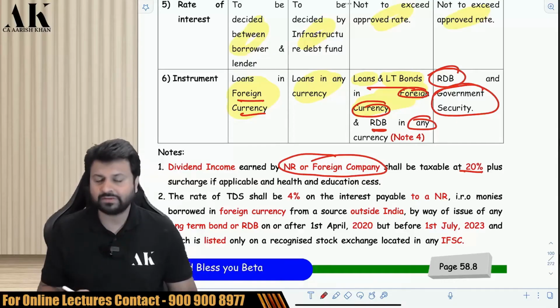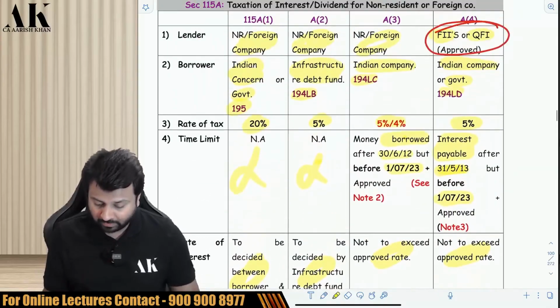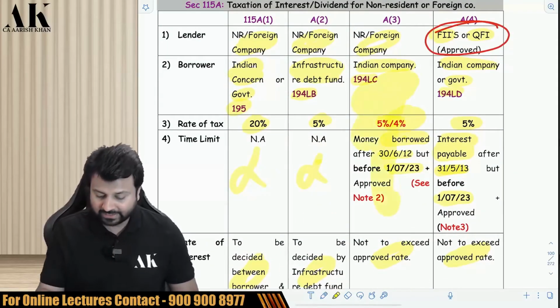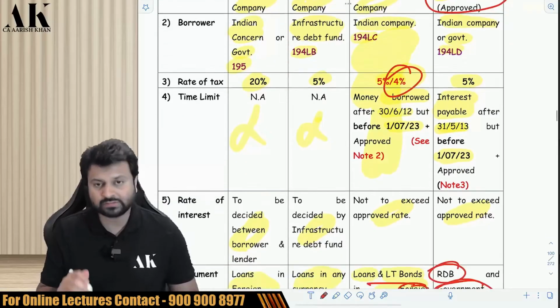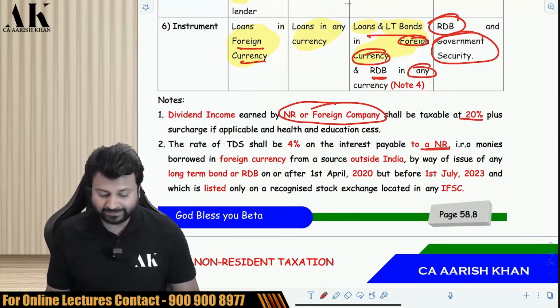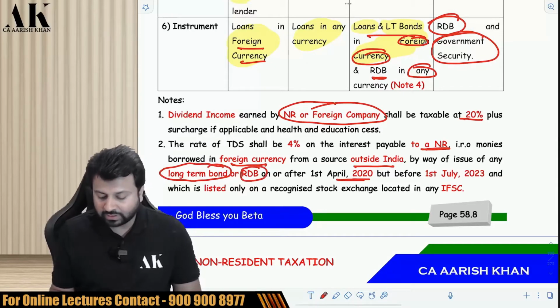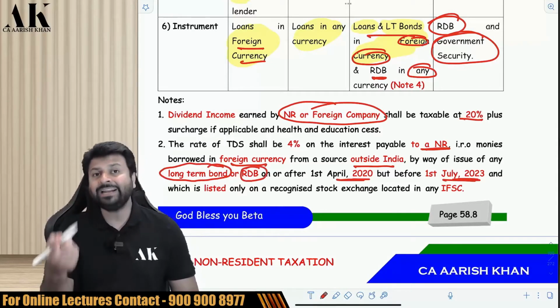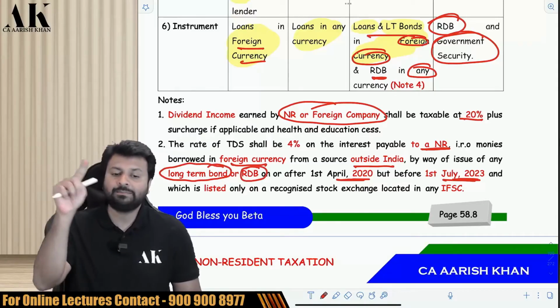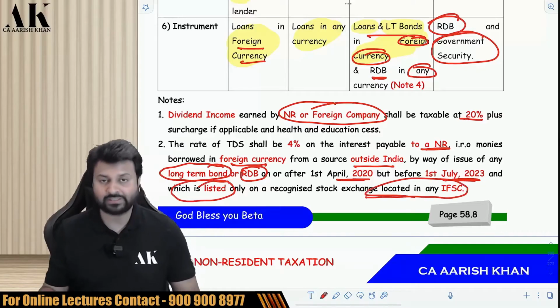Now there are certain specific points that I have to raise one by one. The first thing is when it is 4% in 194LC. In this third section, when is it 4%? It is 4% in certain cases when a non-resident lends you money in foreign currency from a source outside India by way of a long-term bond or a rupee denominated bond between 2020 to 2023, and he is buying this bond through a listed recognized stock exchange in any IFSC. So be very careful.